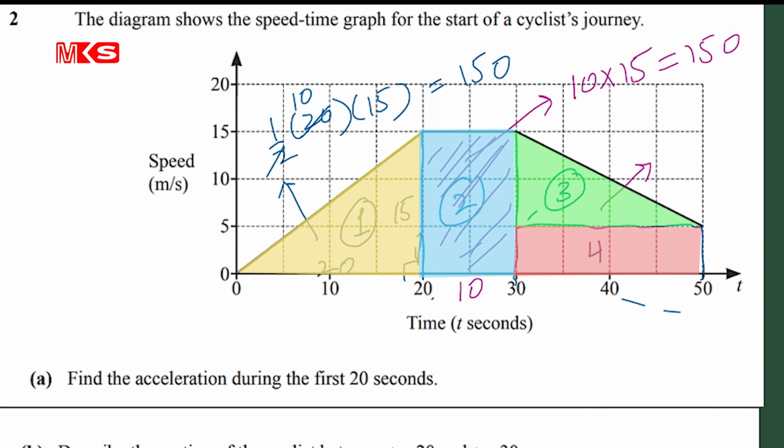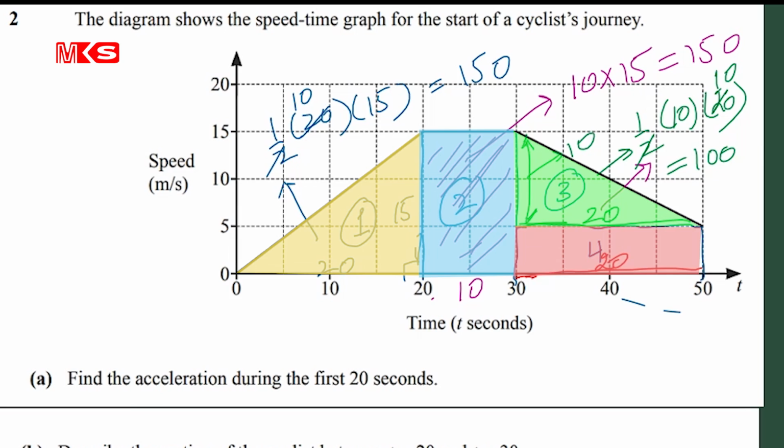The third shape is a triangle with the base from 30 to 50, which is 20, and the height from 5 to 15, which is 10. So its area will be half times 10 times 20, which will be 100. And the last part is the rectangle with length from 30 to 50, which is 20, and width 5. So 20 times 5 is 100.